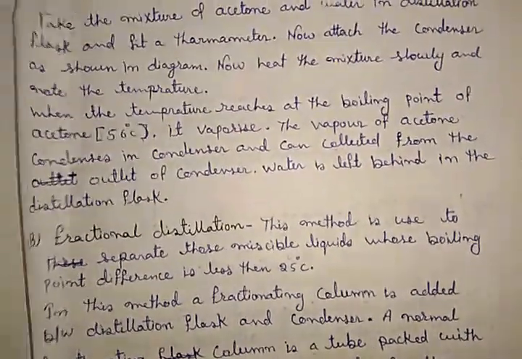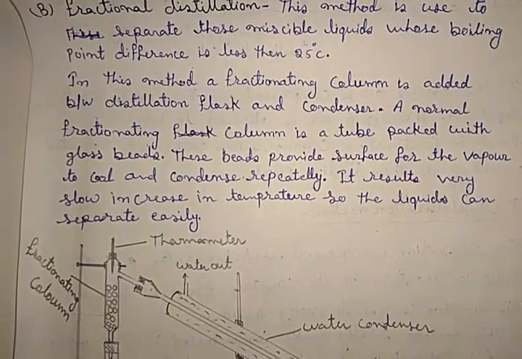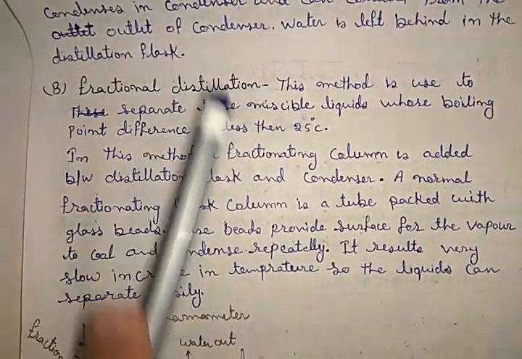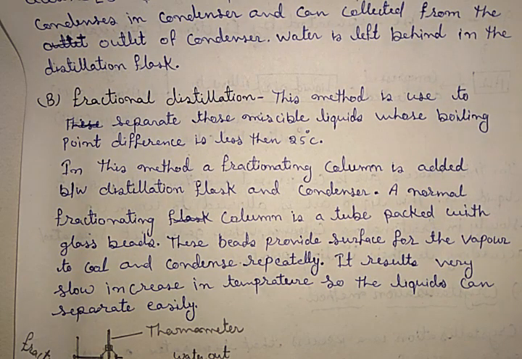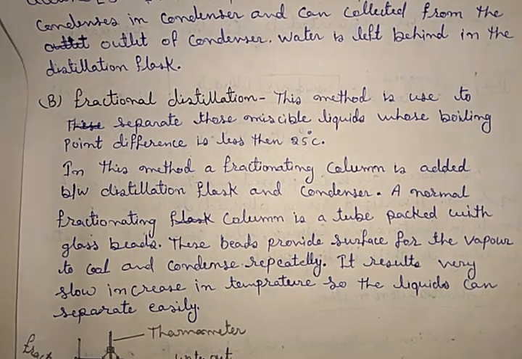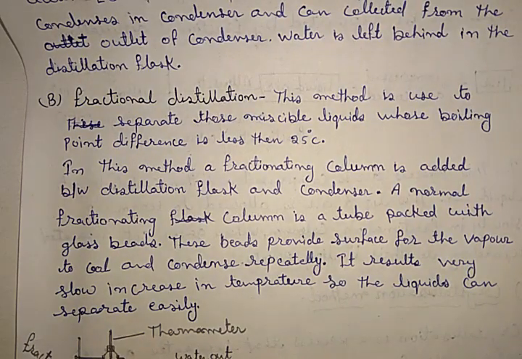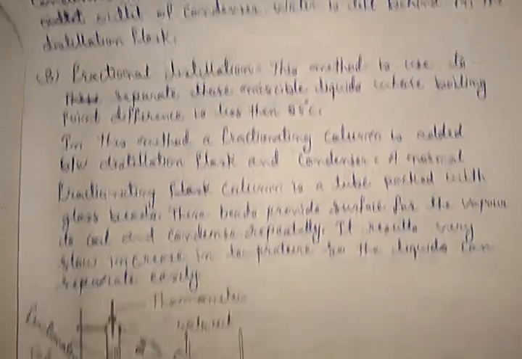Okay, now if the two miscible liquids have a boiling point difference of less than 25 degrees Celsius, then what can we do in that situation? In that situation, we can use another distillation method which is called fractional distillation. This method is used to separate those miscible liquids whose boiling point difference is less than 25 degrees Celsius or 25 Kelvin.